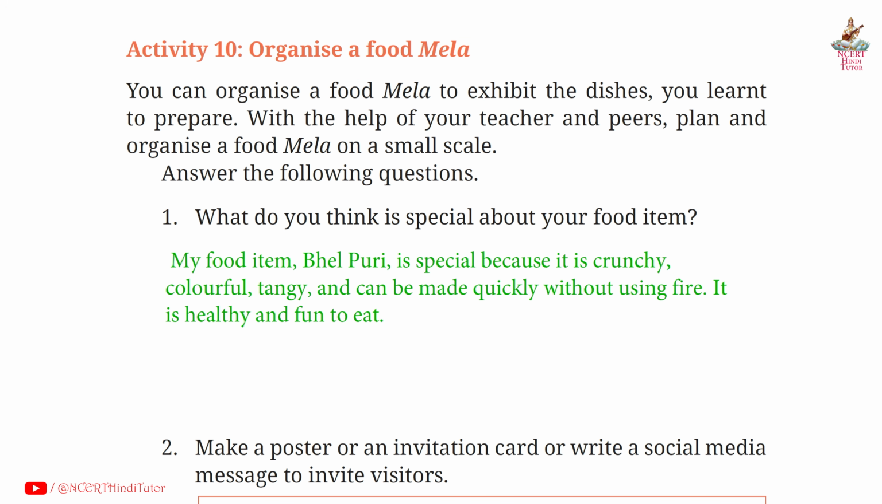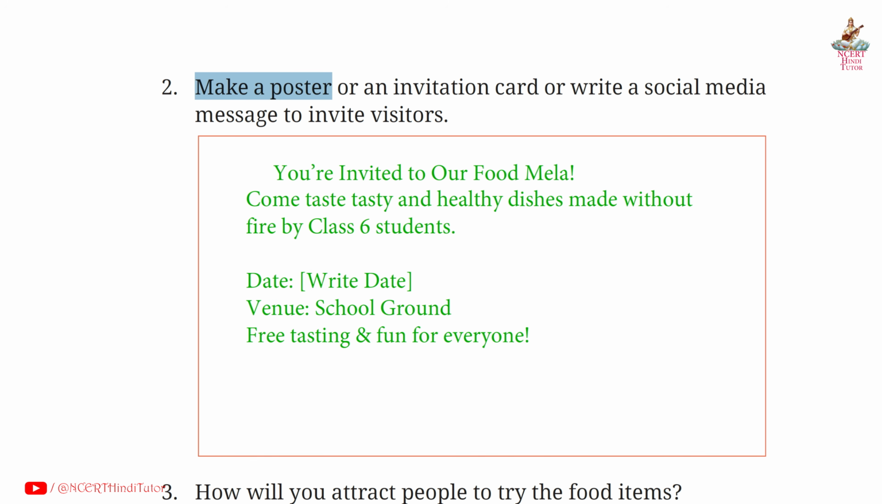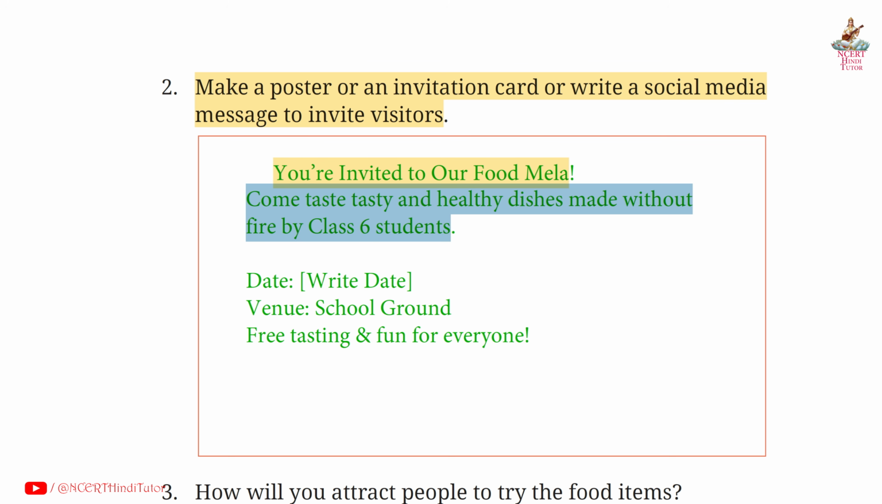Page 150. Question 1. What do you think is special about your food item? Answer: My food item, bhel puri, is special because it is crunchy, colorful, tangy, and can be made quickly without using fire. It is healthy and fun to eat. Question 2. Make a poster or an invitation card or write a social media message to invite visitors. Answer: You are invited to our food mela. Come taste tasty and healthy dishes made without fire by class 6 students.